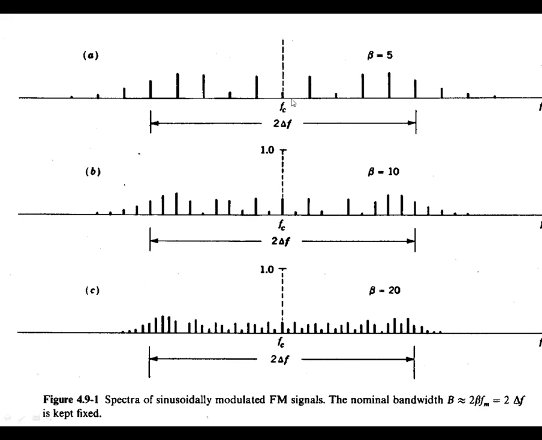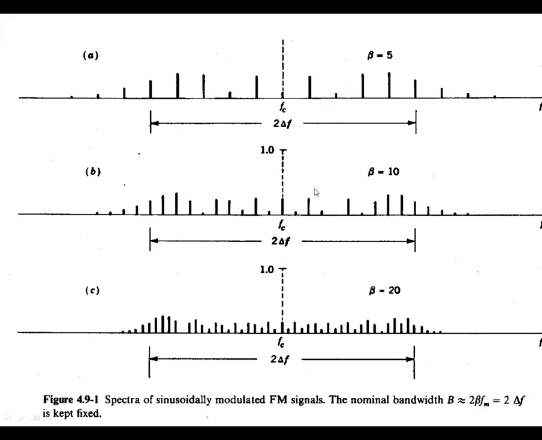Sorry, beta is equal to 5 now. That is n is equal to beta plus 1, equal to 6. There are 3 on the right hand side and 3 on the left hand side, overall 6 sidebands.